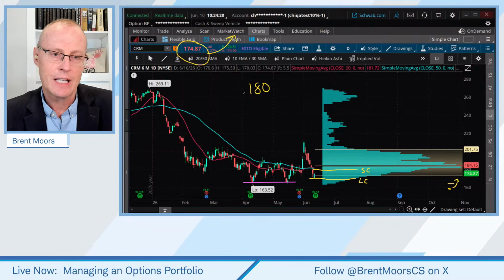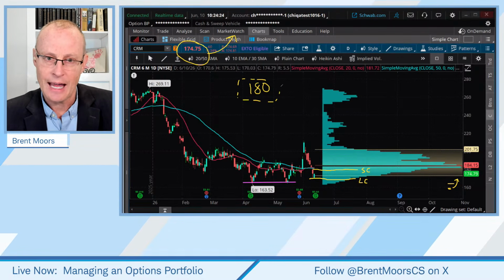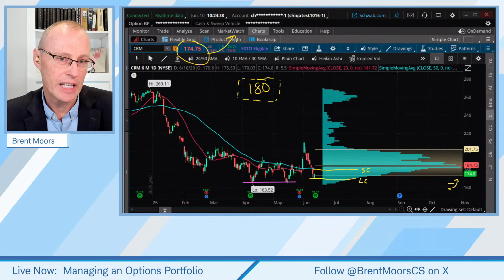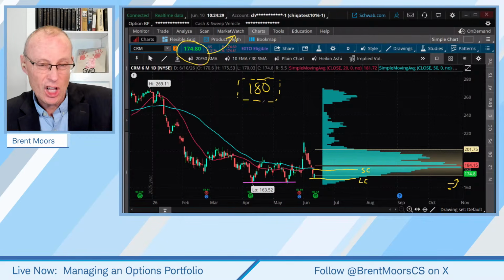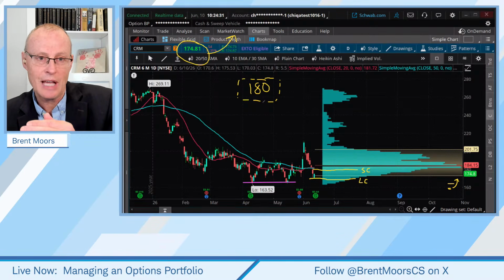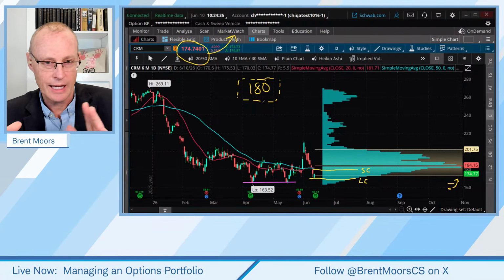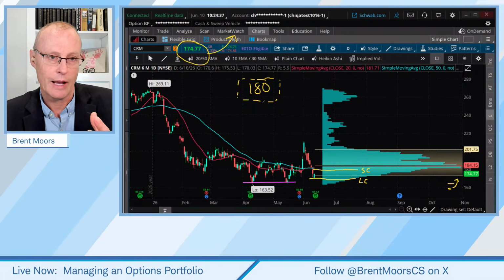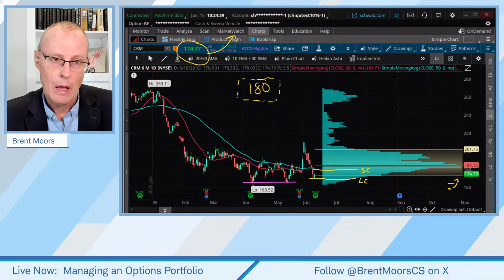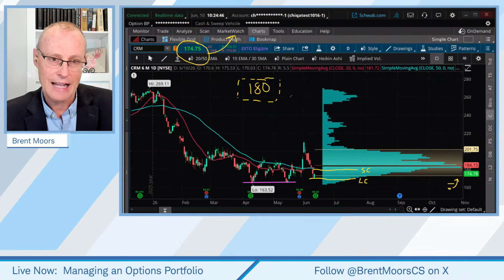But even if it does go up to 180, the odds of early assignment are pretty slim when it's barely in the money. Now, as you get closer to expiration, that goes up, but we're not going to let it go all the way to expiration. We're going to get out about a week to go to expiration. So if this goes deep in the money, the odds go up. But that's the rationale on that.